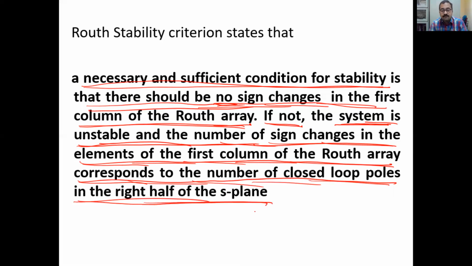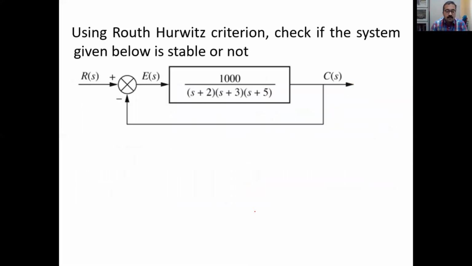Closed loop poles being in the right half of the S-plane means what? System is unstable. Okay. Let us try one numerical example. Using Routh criterion, check if the system given below is stable or not. Which system? The closed loop system. Keep in mind, you will be given a plant to be controlled. As a control engineer, I have to design a controller, put the controller and the plant together, close the feedback loop, and check if the closed loop system is stable or not. So always we are interested in closed loop stability.